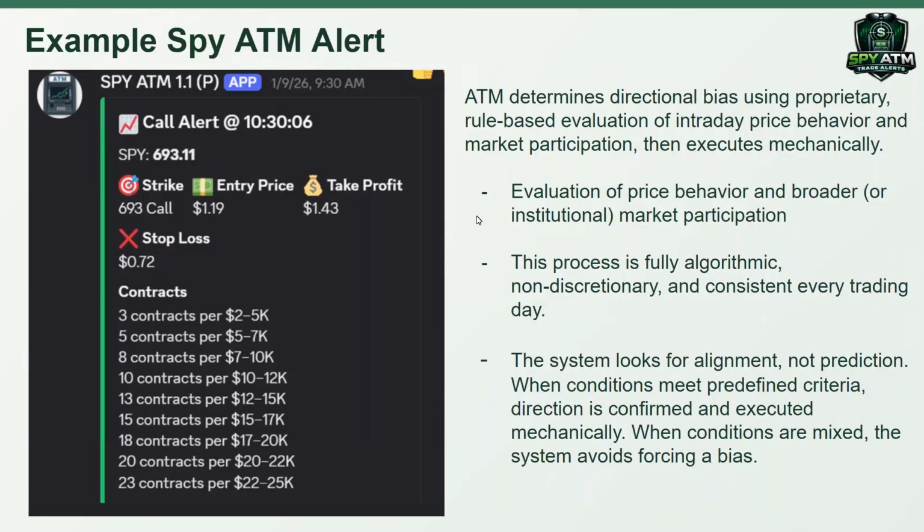So the system looks for alignment, not just prediction. Certain criteria have to be fulfilled and confirmed, and then we execute mechanically on these trades. So it's really nice. These get pushed to your phone as well, so you can trade on your phone. You get the alerts pushed to you.